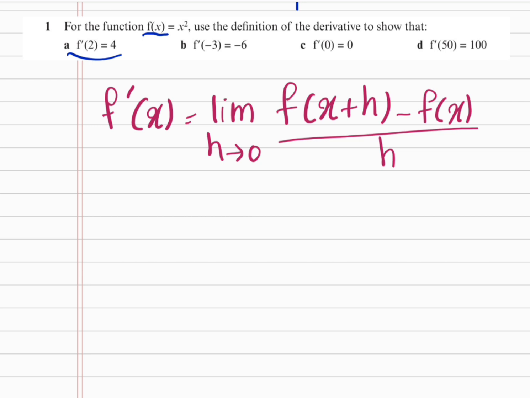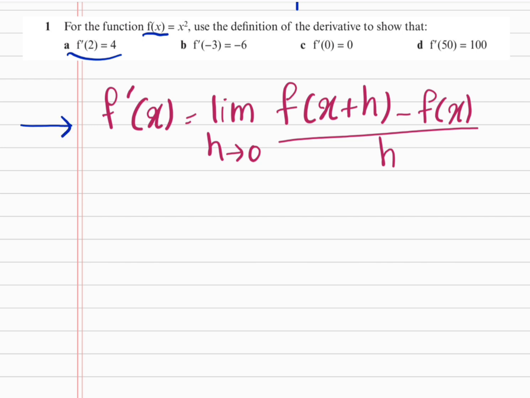Okay, so in part A, we have the function f of x is x squared, and we want to use the definition of the derivative. When they say definition of derivative, they're basically saying use differentiation from first principles, and this is the formula that we need to remember.